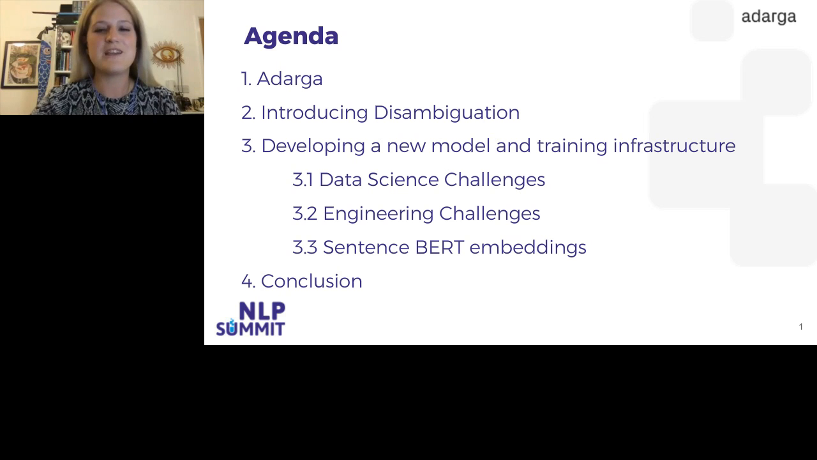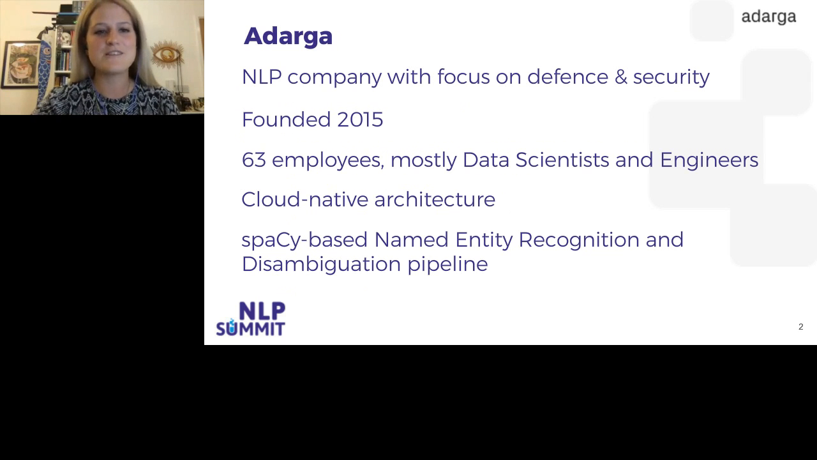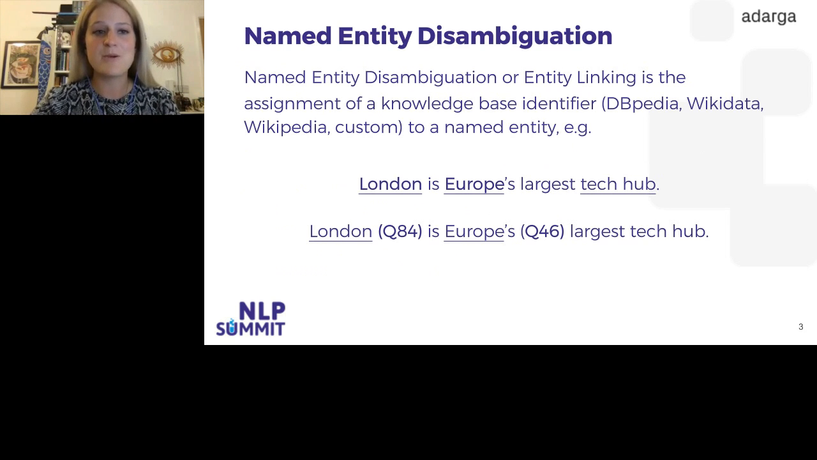So, Adarga, who are we? We are an NLP company with focus on defense and security. We were founded in 2015, and we currently consist of 63 employees, most of whom are data scientists and engineers. We mostly work in a cloud-native architecture, so Kubernetes and Docker. And the pipeline we're going to present today is a spaCy-based named entity recognition and disambiguation pipeline. And before we get into the implementation side of things, I'll just start off by introducing our problem domain.